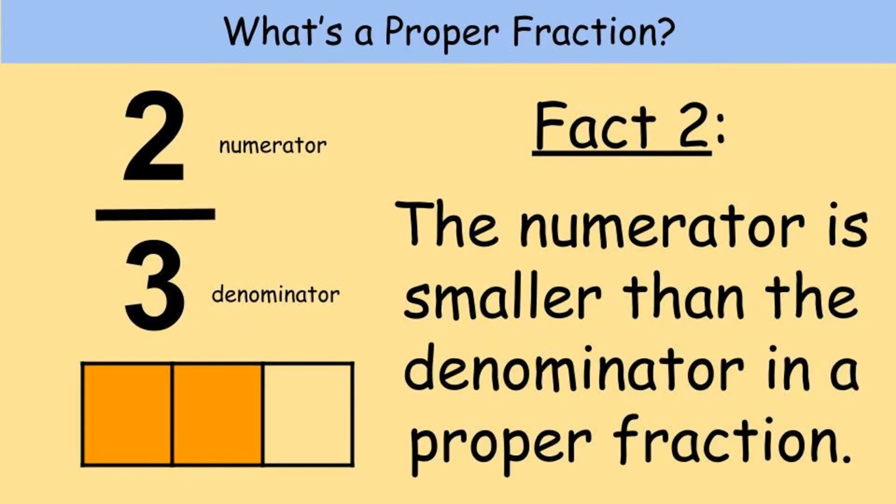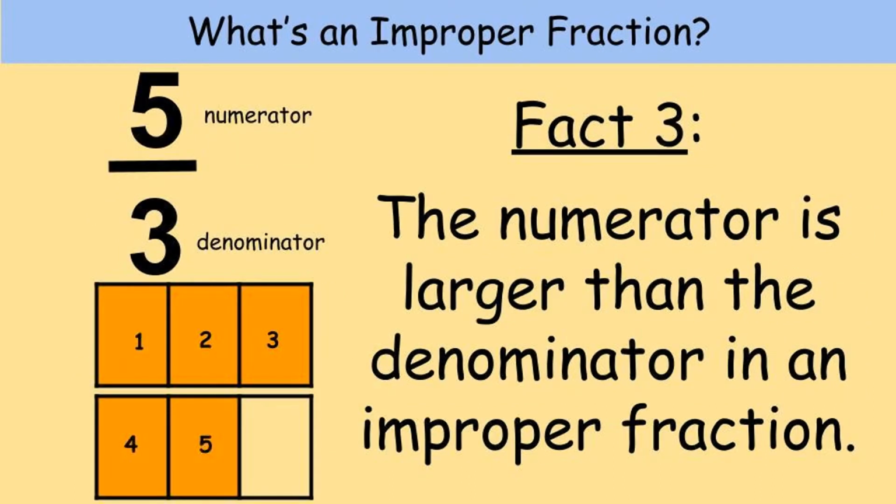We also need to remember that a proper fraction is a fraction where the numerator is smaller than the denominator. That's because a proper fraction is less than one whole. We still have to color in one more part before the whole rectangle is completely colored in. An improper fraction is a fraction where the numerator is larger than the denominator. That's because an improper fraction is greater than one whole. We have one rectangle completely colored in and 2 colored in the second rectangle.